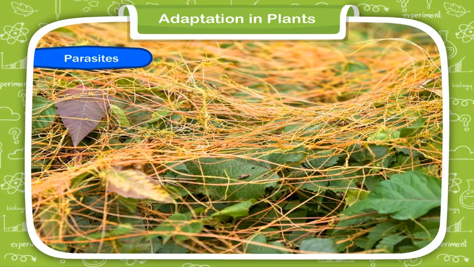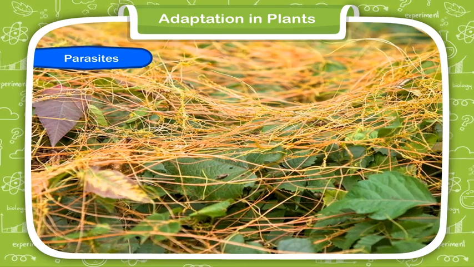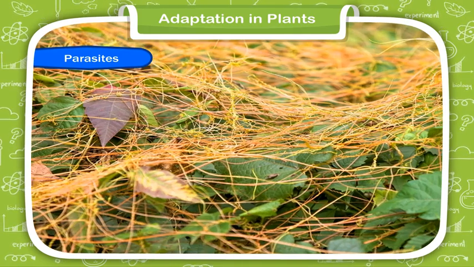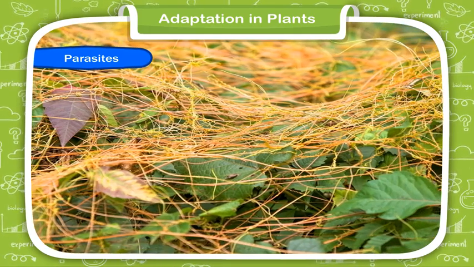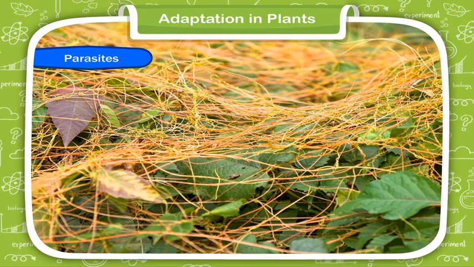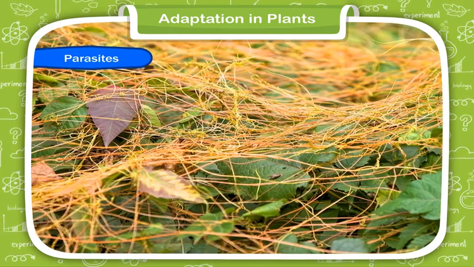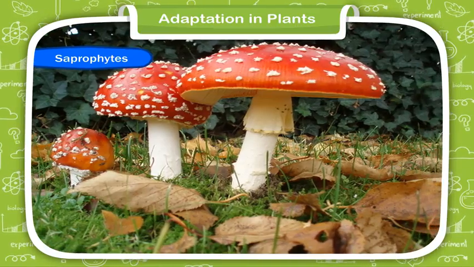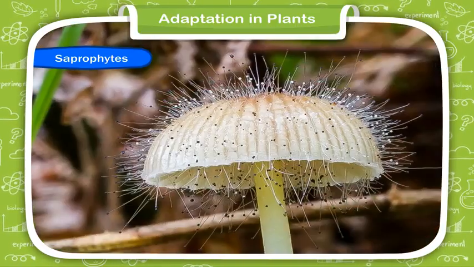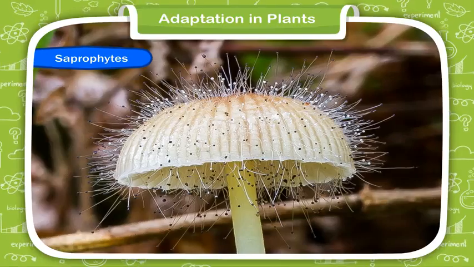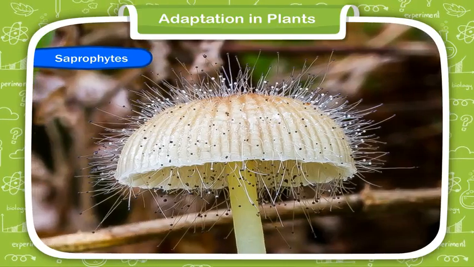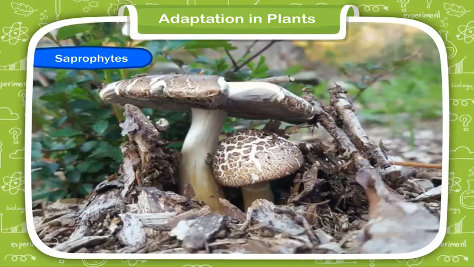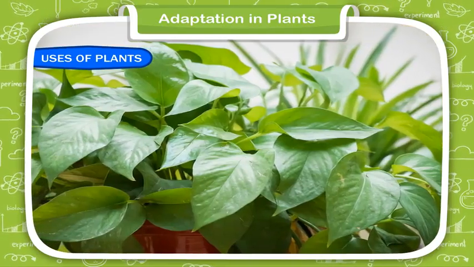Parasites. Some non-green plants such as dodder plant, cuscuta, survive on other plants. They obtain food from the host plant. They are called parasites. Saprophytes. Some non-green plants such as mushrooms, molds, etc. absorb nutrients from decaying and dead plants. They are called saprophytes.